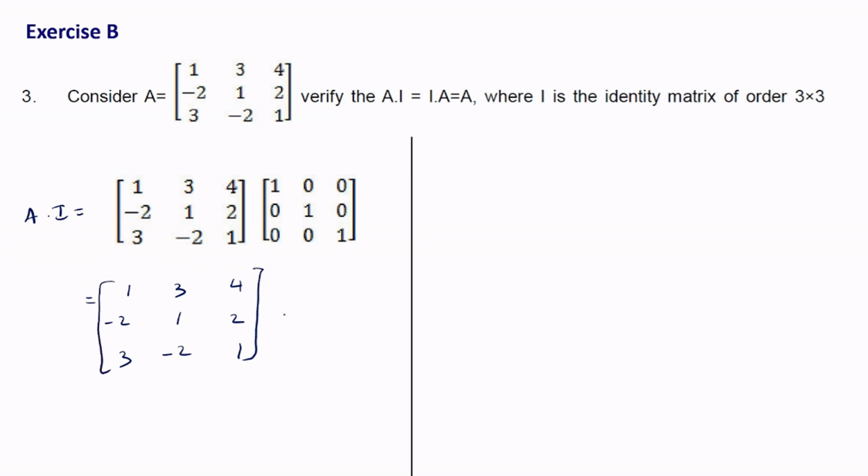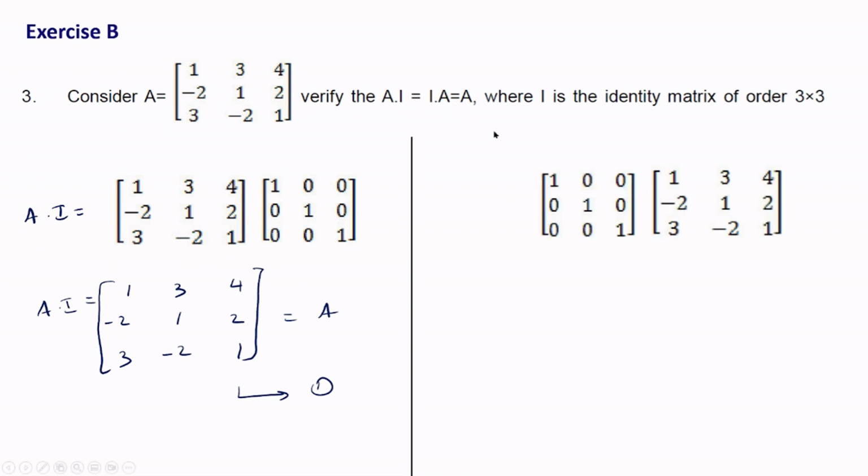So here we can see that this is equal to A. This is A into I. Let us take this as 1. Now let us find I into A.